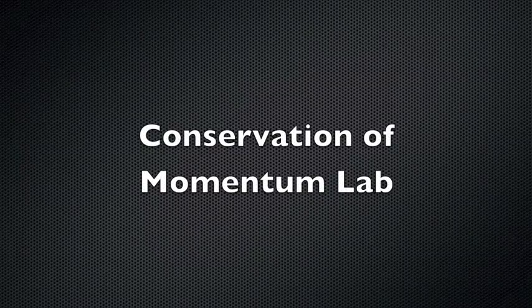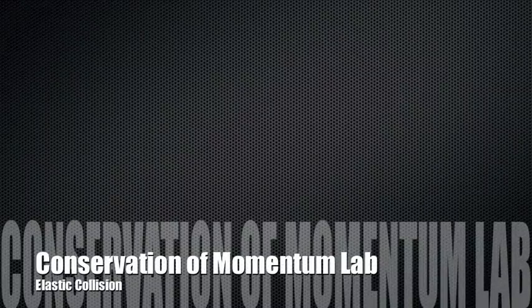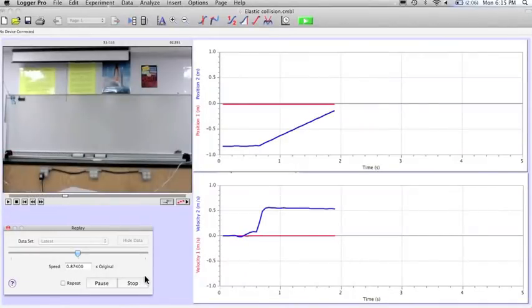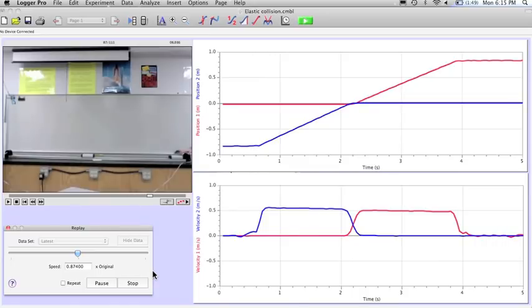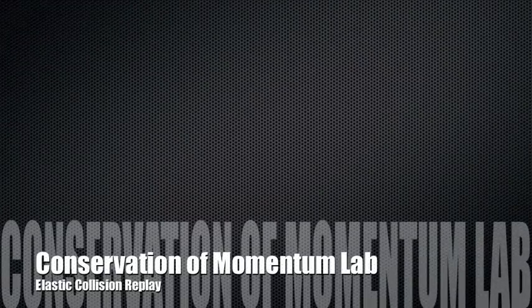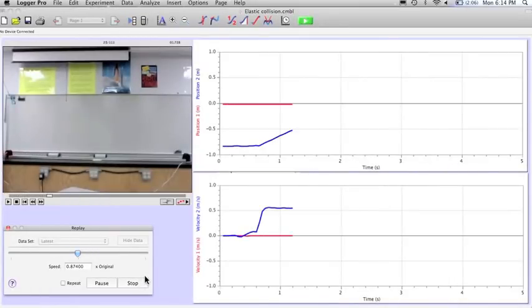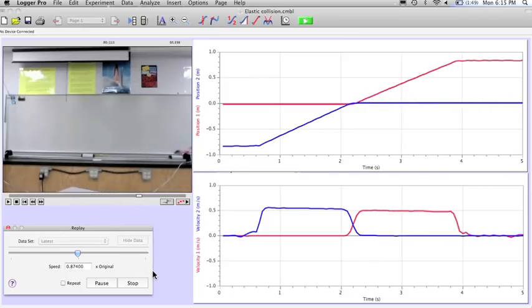This is the conservation of momentum lab where we'll be looking at three different types of collisions. The first collision we'll be looking at is an elastic collision. For this elastic collision, the carts' masses are very similar. So you can see that one cart transfers just about all of its momentum to the second cart.